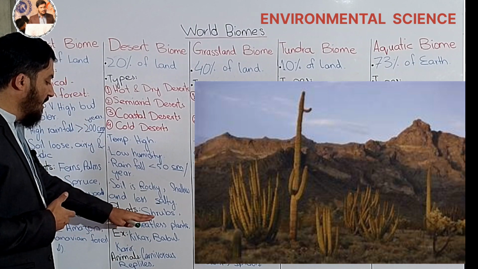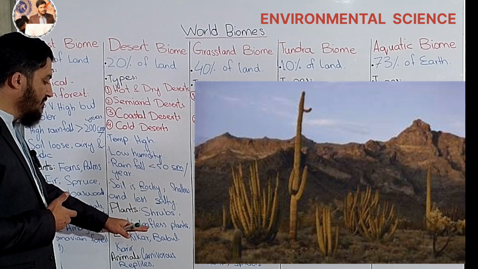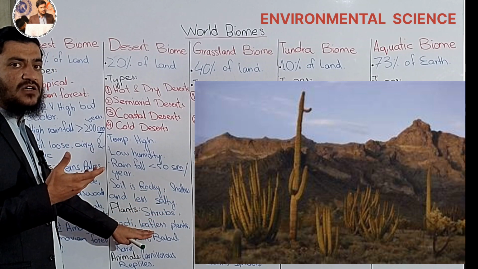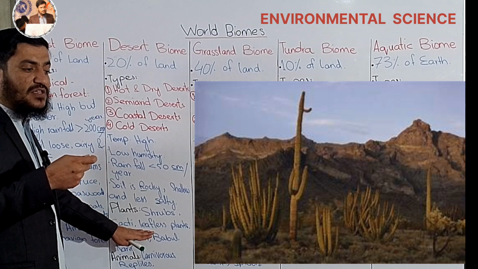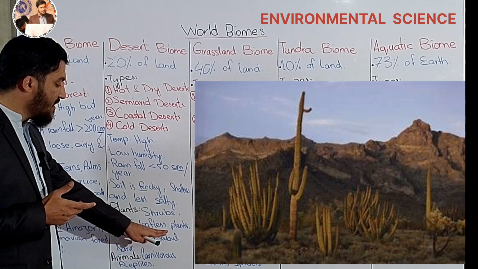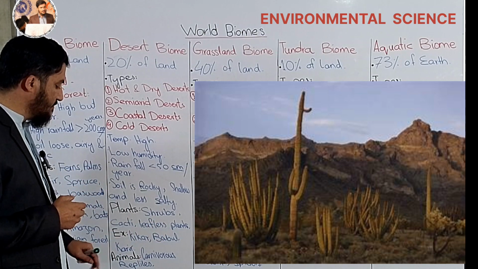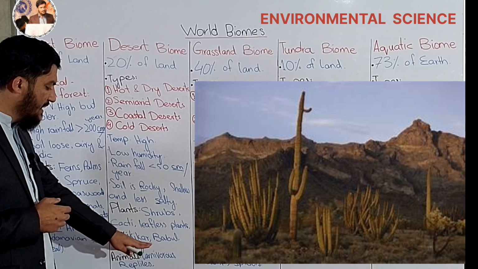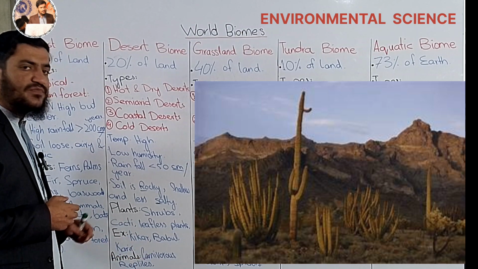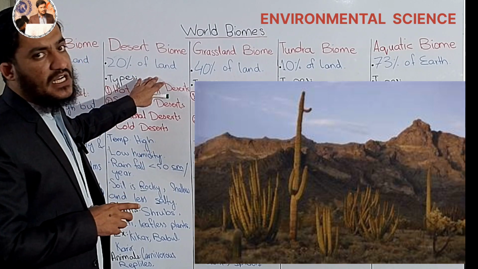So the plants living here are shrubs, cacti, and leafless plants, and these plants respire, transpire, and do photosynthesis with the help of their stems, because they do not have leaves. The examples are kikar, babul, carrot. And the animals living here in the desert are mostly carnivorous and reptiles.